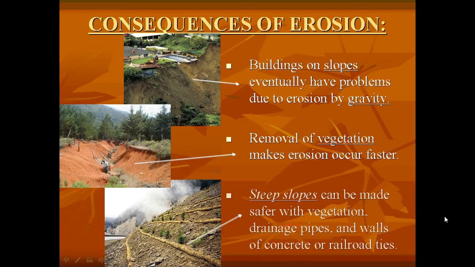And steep slopes can be made safer with vegetation, drainage pipes, and walls of concrete or railroad ties. So you're basically putting a border up there to hold that sediment in place so it doesn't go away down that slope, so it doesn't move.